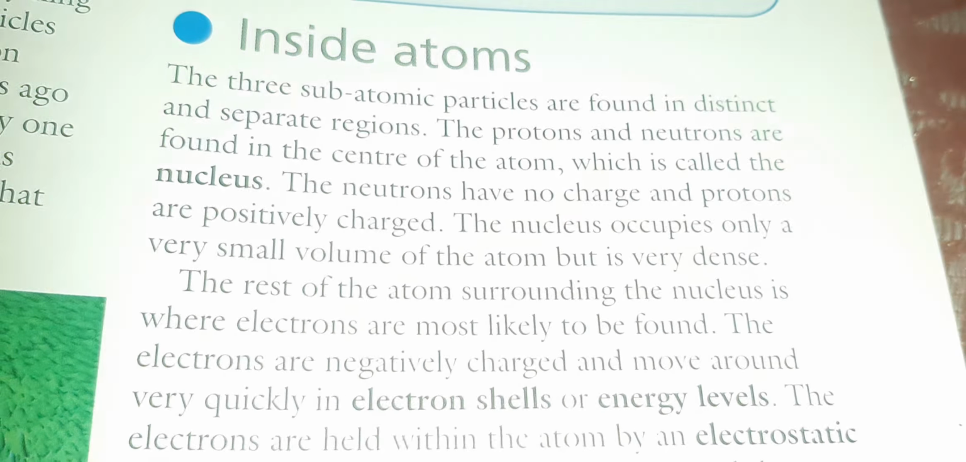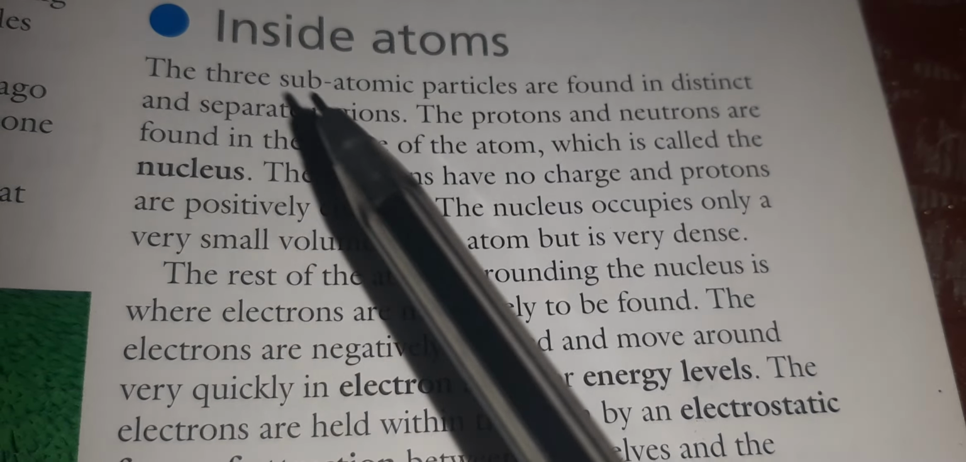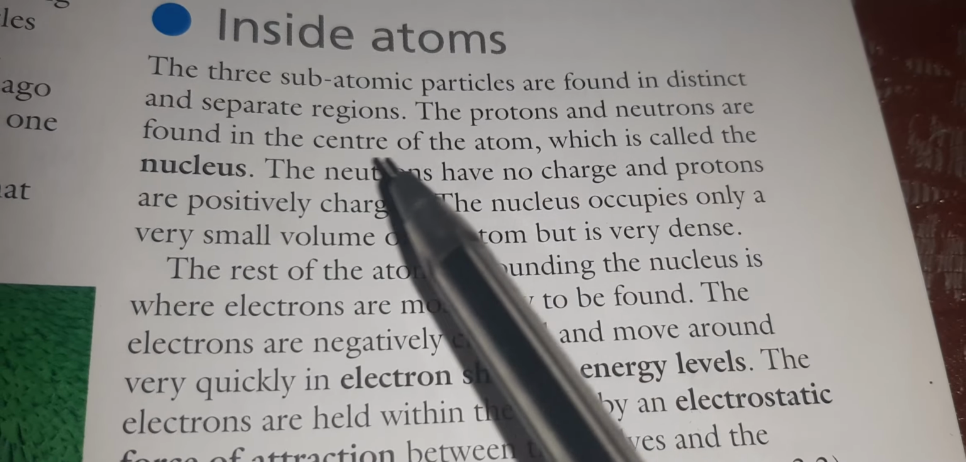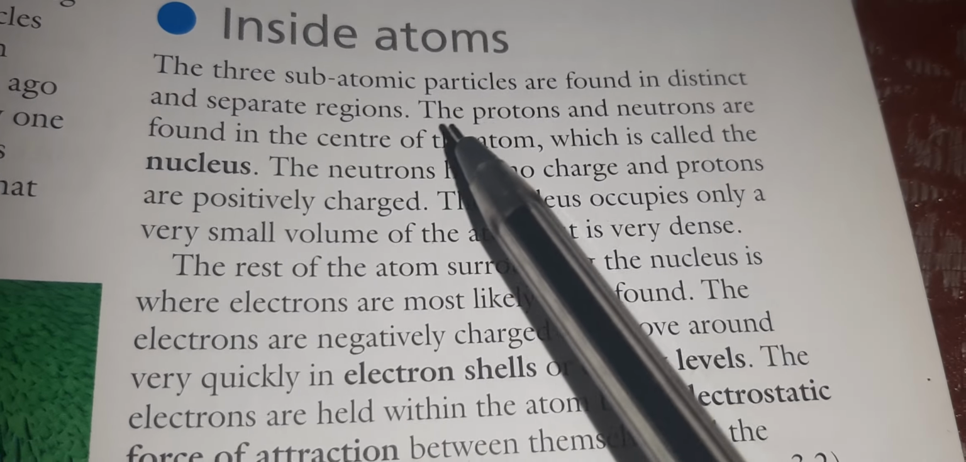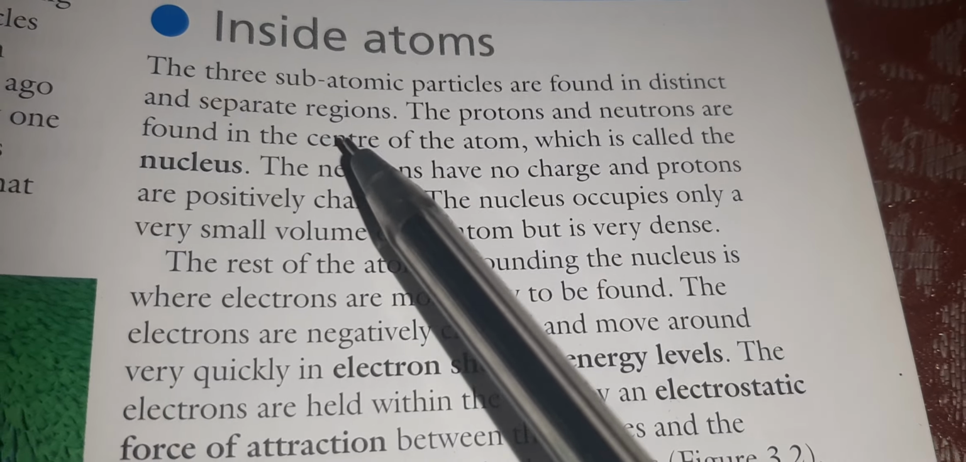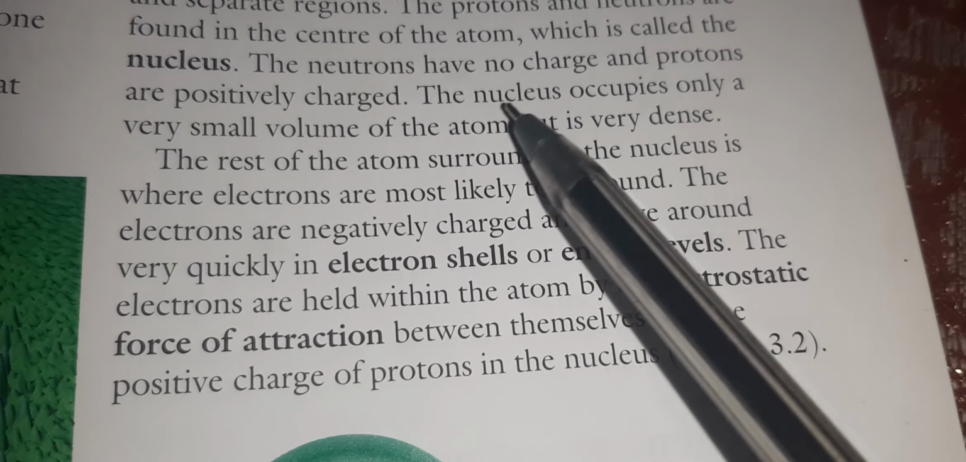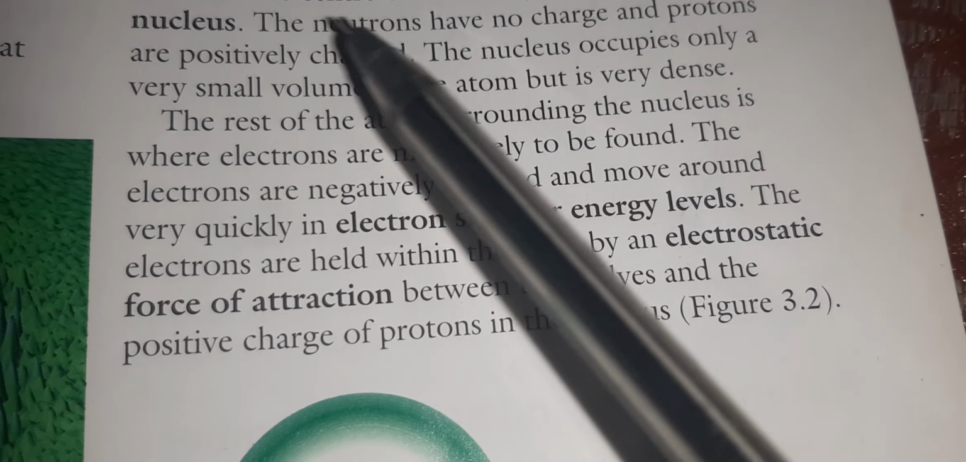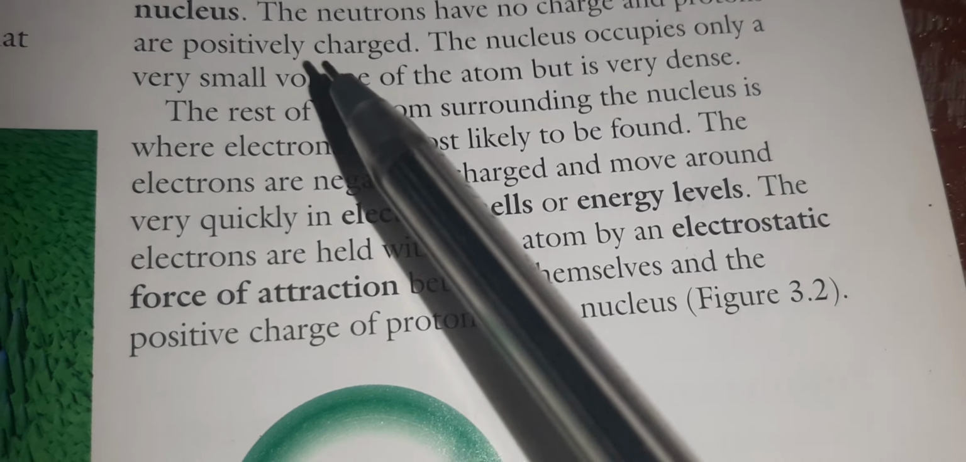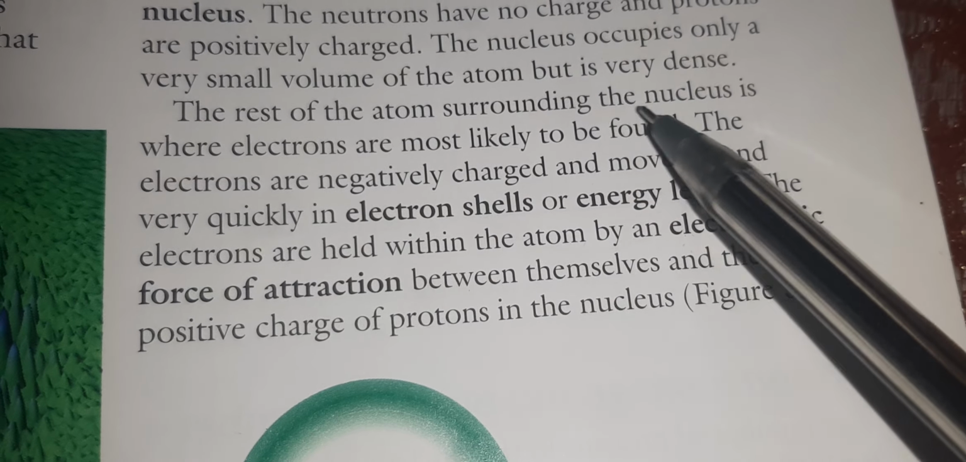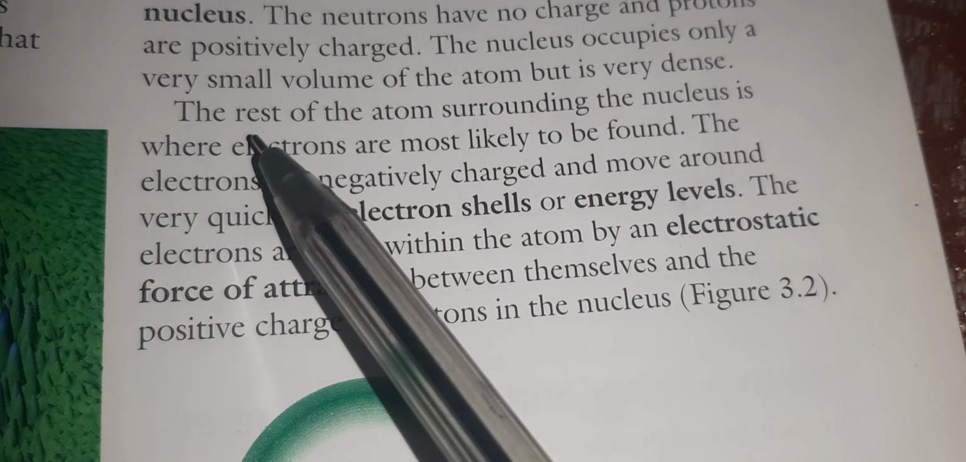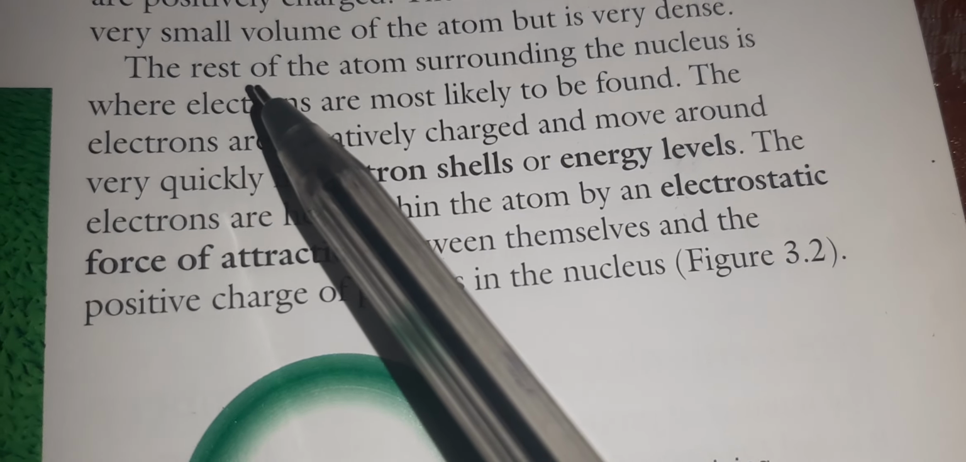Inside atoms, we have three subatomic particles that are found in distinct and separate regions. The protons and neutrons are found in the center of the atom, which is called the nucleus. The neutrons have no charge and protons have positive charge. The nucleus occupies only a very little volume of the atomic structure, but it is very dense, very big in mass as compared to protons and electrons.